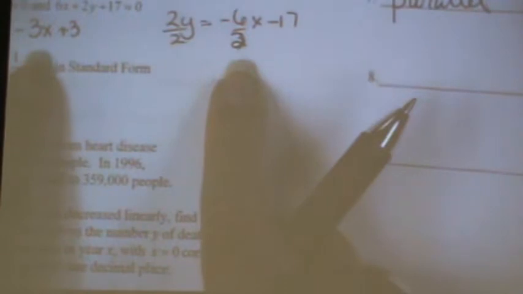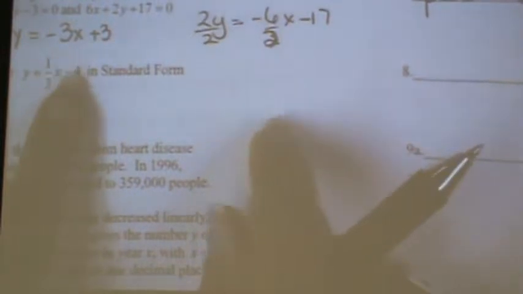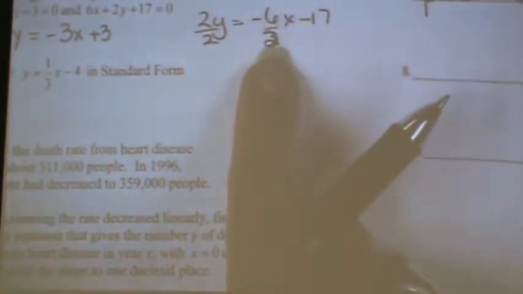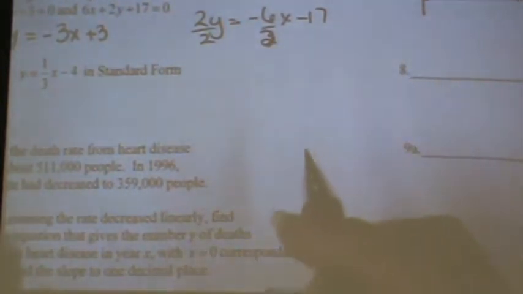Now, if you would have gotten a +3 here, you would say neither. They're not parallel, they're not perpendicular, they're neither. If this one became, let's say, +1/3, then you'd say perpendicular, right? Okay, what does standard form look like? This is standard form.